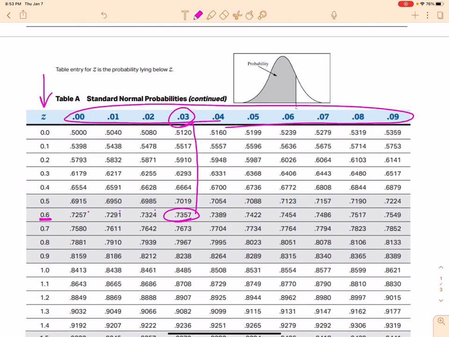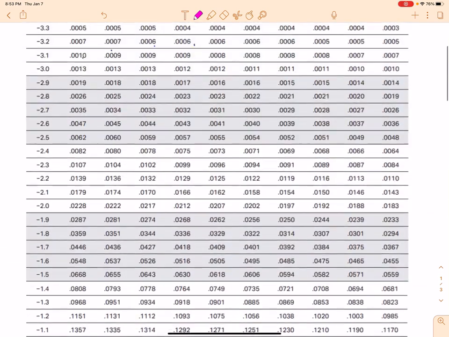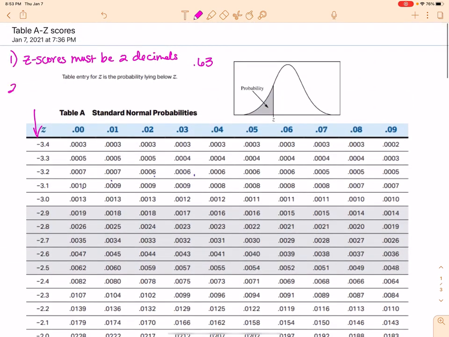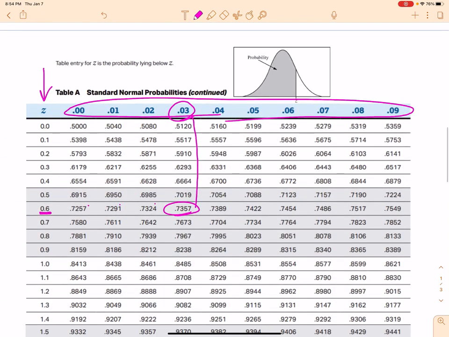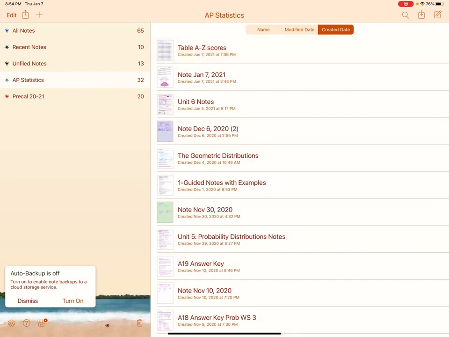Okay, the second thing we need to pay attention to with the chart, the second limitation here: the chart only gives areas to the left of the value. So for this particular problem that we're doing, it's less than 110, so we're good to go. We don't have to think about it. So 0.7357 is going to be my answer. So I'm going to go back over here.